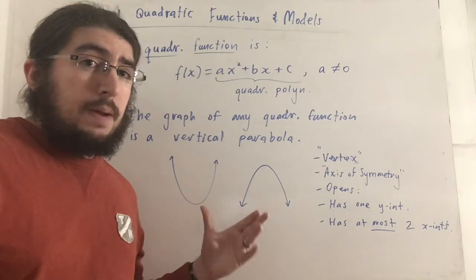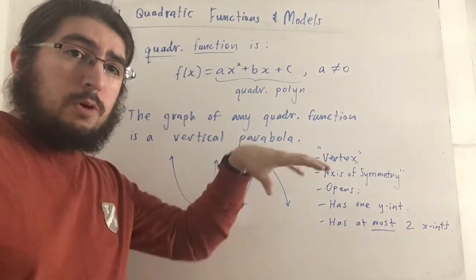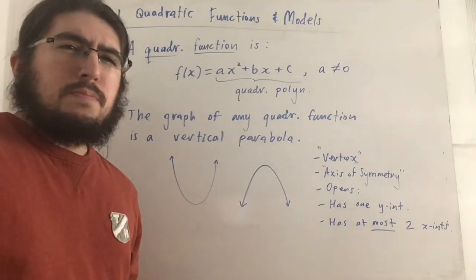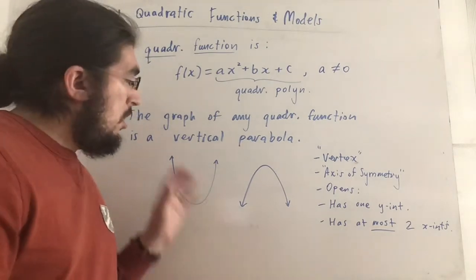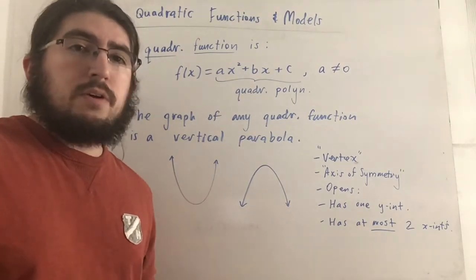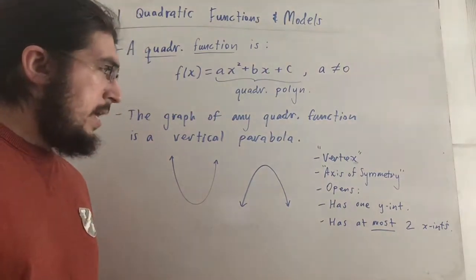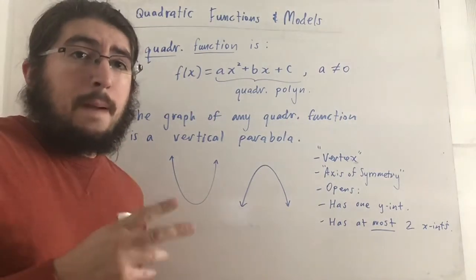Now it's a vertical parabola. There do exist sideways parabolas or even slanted parabolas, but you can figure that out for yourself. Those wouldn't be functions because they would fail the vertical line test. Only a vertical parabola does not fail the vertical line test. Okay. Now, parabolas have certain properties that I want to talk about.